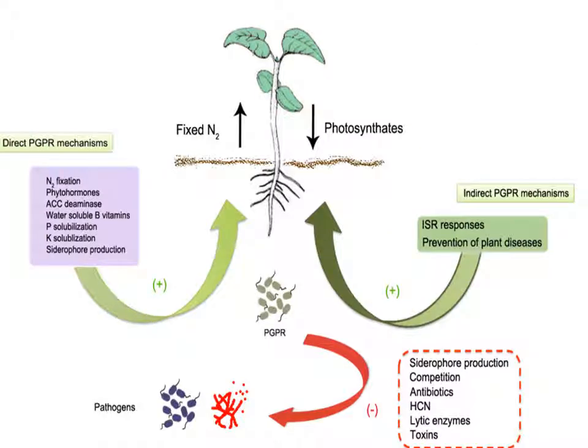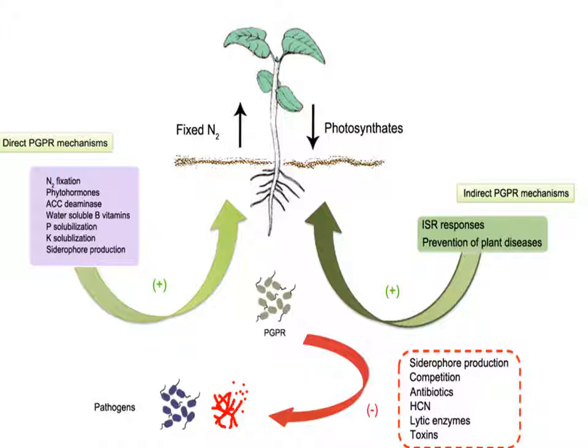This is the pictorial presentation of how Pseudomonas fluorescens and other PGPR bacteria work at the root zone. The direct mechanisms of plant growth include nitrogen fixation, phytohormone production, ACC deaminase production, water soluble B vitamins, phosphorus solubilization, potash solubilization, and side by side siderophore production, which helps the direct mechanism of PGPR activity. Indirectly, systemic resistance is also increased by Pseudomonas in the plant, which protects the plant from the attack of plant diseases.